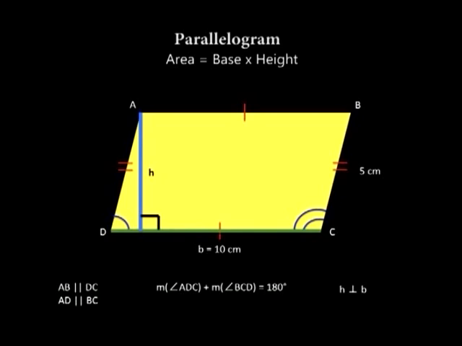The height is the distance between the parallel lines and can be placed anywhere inside or outside the figure as long as it's perpendicular to the base. In this parallelogram, the height is 4 centimeters, so the area is 10 times 4, which gives us 40 square centimeters.